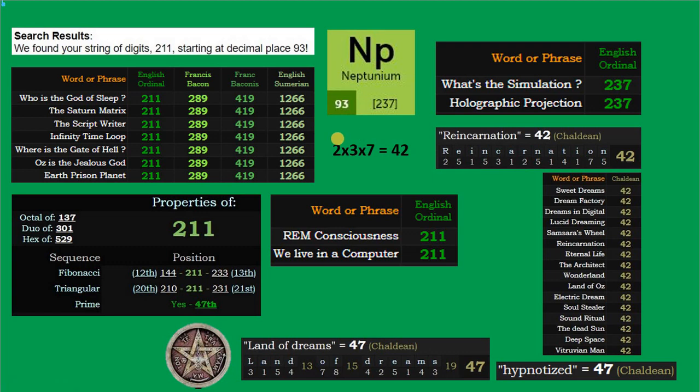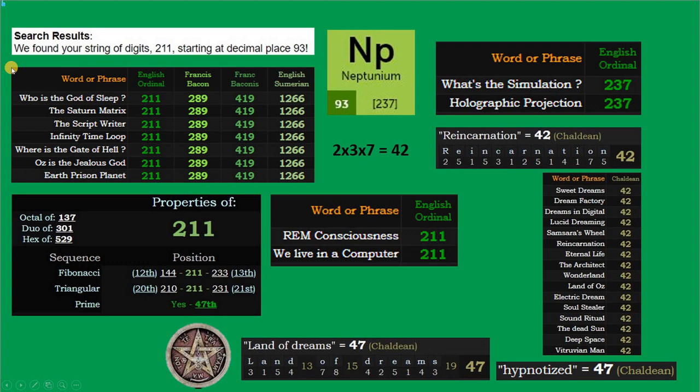So is the god of dreams playing a video game? Apparently, the state of consciousness in which God creates this reality is REM sleep, and he does this via lucid dreaming. 93 is linked to 211 because 211 is the 93rd digit of pi.